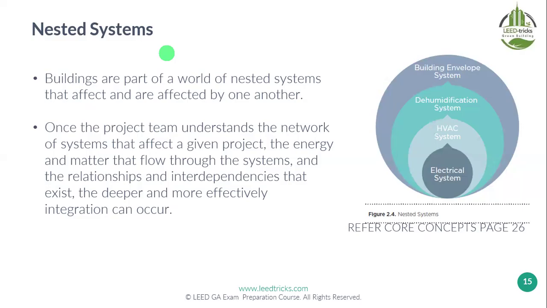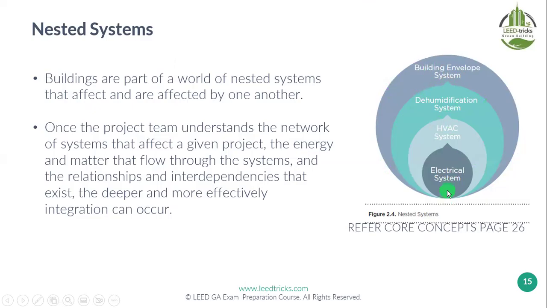Even though systems are like this, electrical feeding, HVAC, and HVAC has a dehumidification system, and then the building envelope encloses all of this. The envelope is the outer skin of the building, like cladding, like the outer wall of the building. We call it the building envelope. So if you tell me the envelope is the most important, I will tell you yes.